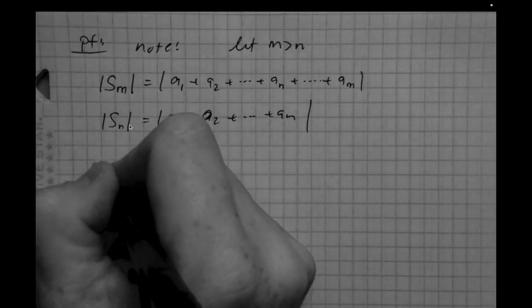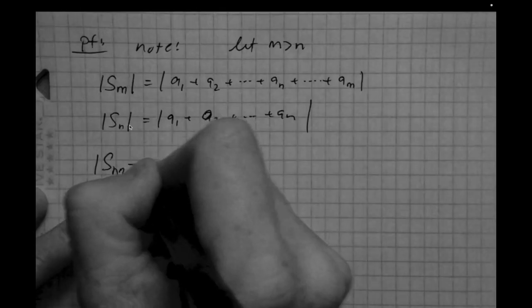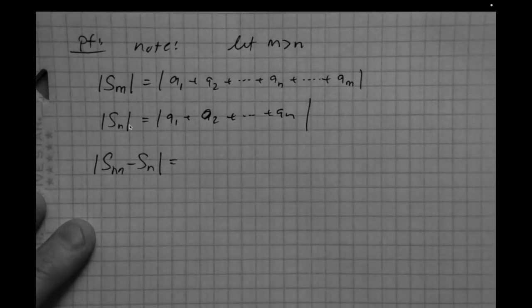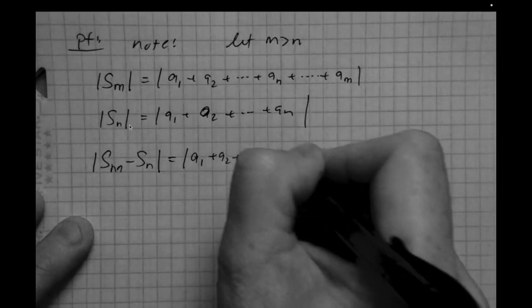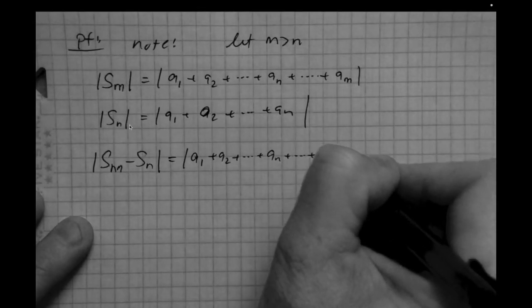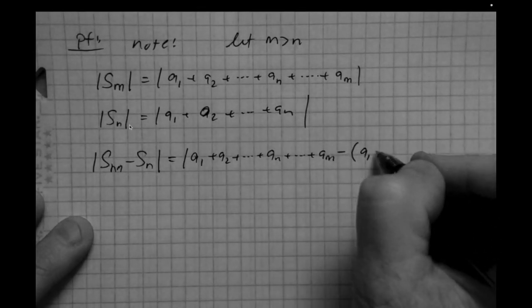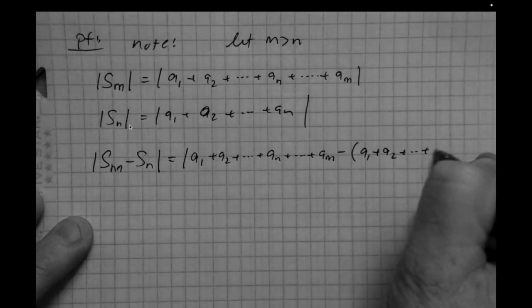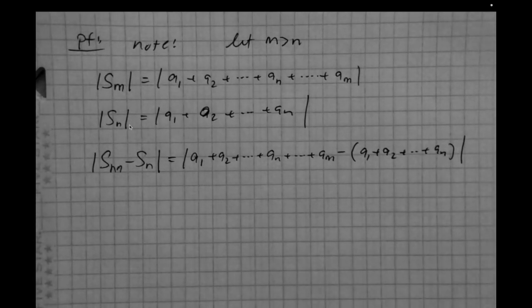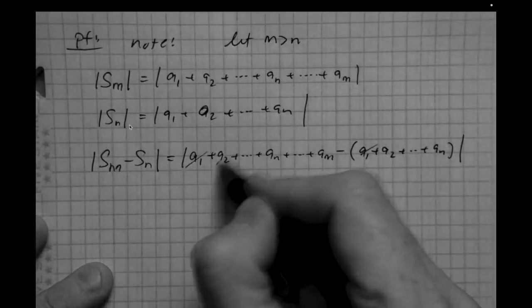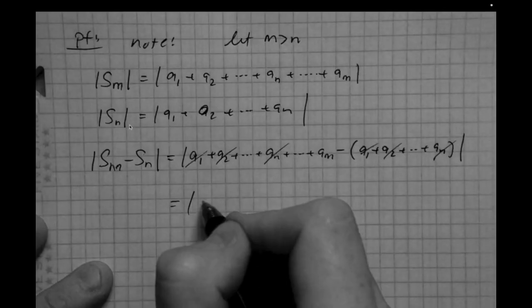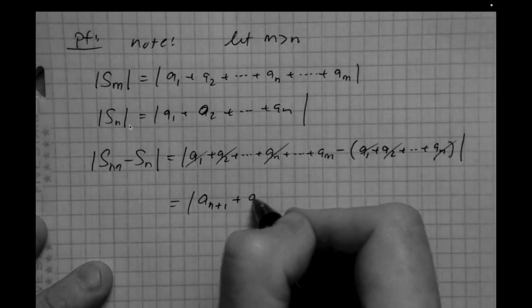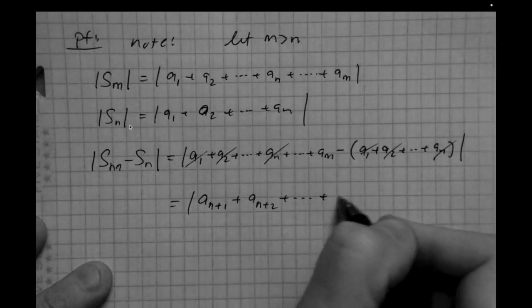Okay, so if I were to take s sub m minus s sub n, what do I get? Well, I have a sub 1 plus a sub 2 plus dot dot dot plus a sub n plus dot dot dot plus a sub m, minus a sub 1 plus a sub 2 plus dot dot dot plus a sub n. You can obviously see the a sub 1 drops out, the a sub 2 drops out, the a sub n drops out. And so what I'm left with is the absolute value of a sub n plus 1 plus a sub n plus 2 plus dot dot dot plus a sub m.